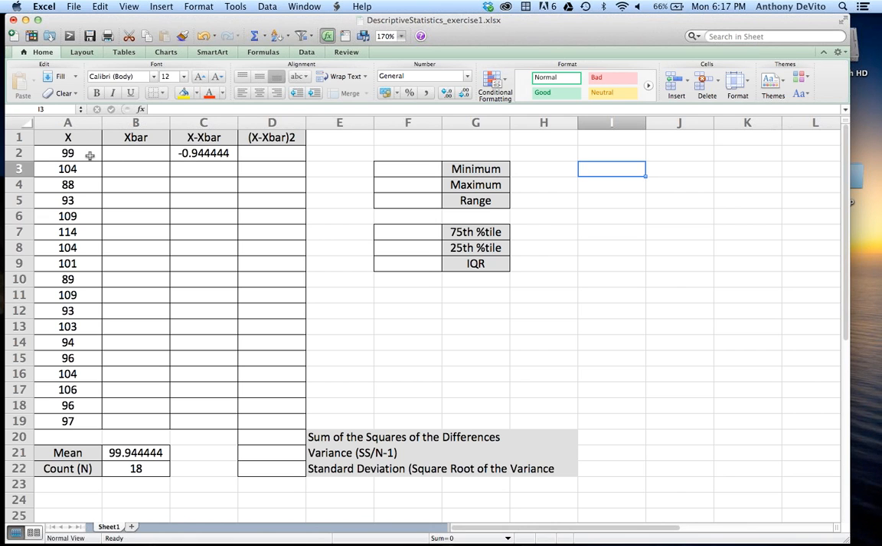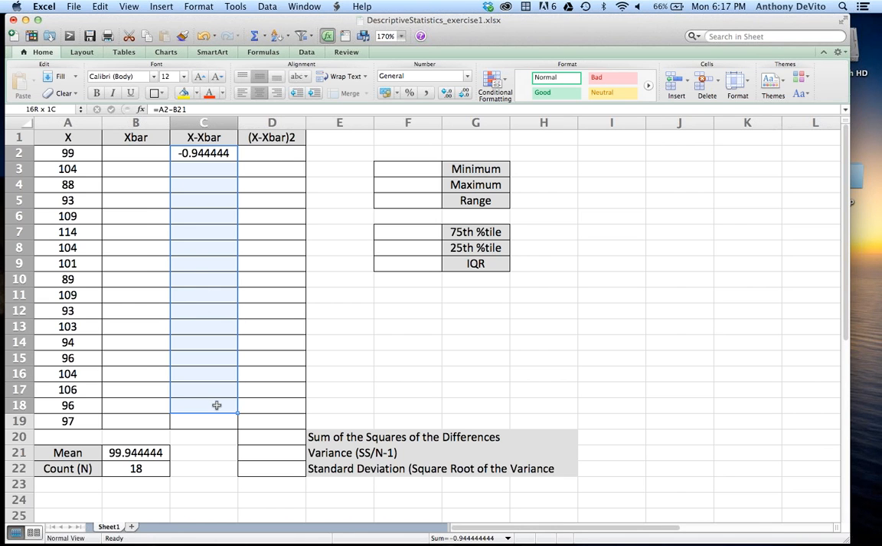So we want to repeat the same calculation here in this cell for the next cell and the next cell and the next cell. In other words, 93 minus x bar, 109 minus x bar, and so on and so forth. Okay, so I'm going to click on that. I'm going to drag down. And depending on whether you're using a PC or a Mac, you're going to see that there's a little symbol for fill on your home ribbon.